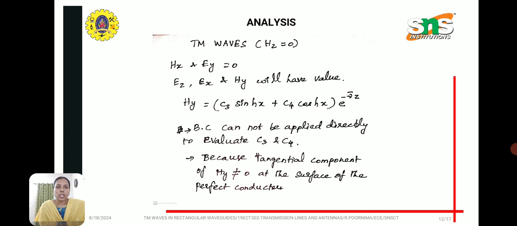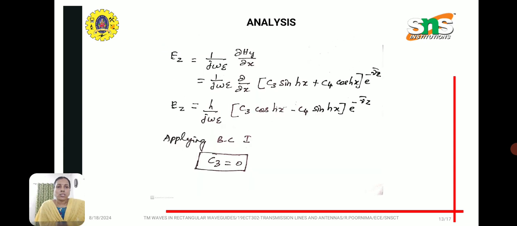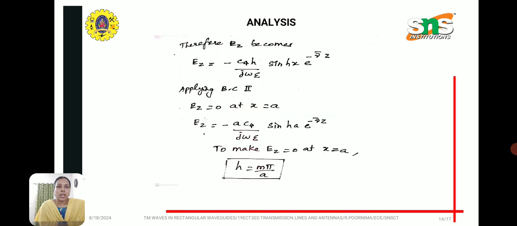We know that Hy equals C3 sin hx plus C4 cos hx into e power minus gamma z. Z is the direction of wave propagation. The boundary condition cannot be applied directly here to evaluate C3 and C4, because the tangential component of Hy is not equal to 0 at the surface of the perfect conductors. So for this we calculate the Ez value using the Hy component, and applying the boundary condition, C3 becomes 0.